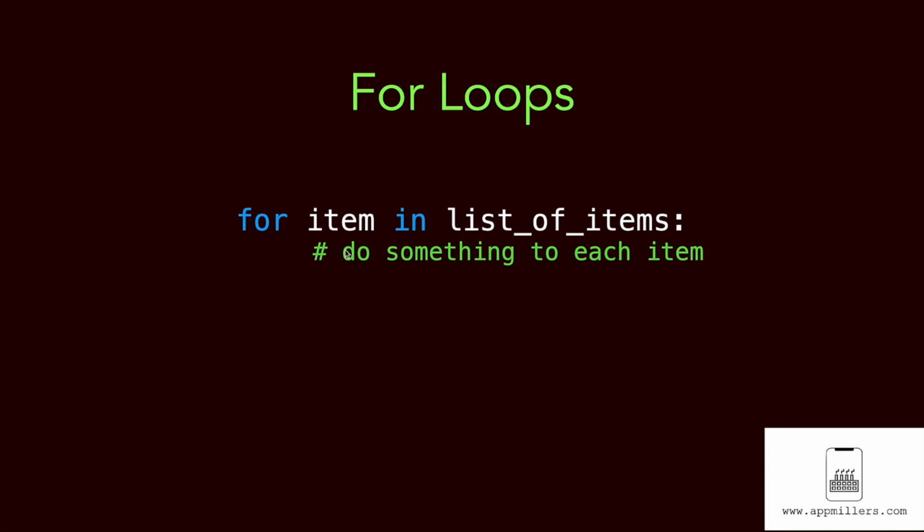First we write the for keyword, then the item. This is the custom name that we are giving to each item in the list. Then the in keyword, then the list of items. Then here at the indented level, we can perform any repetitive action on the items. Now let's see how this works in practice.